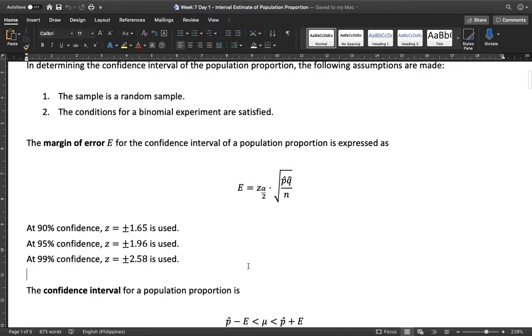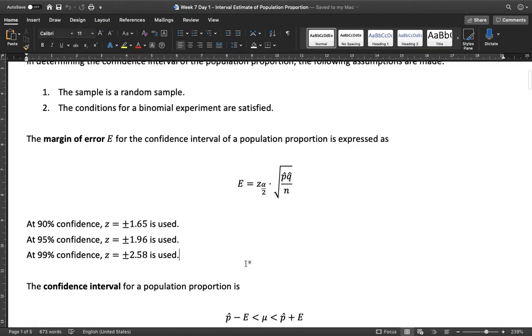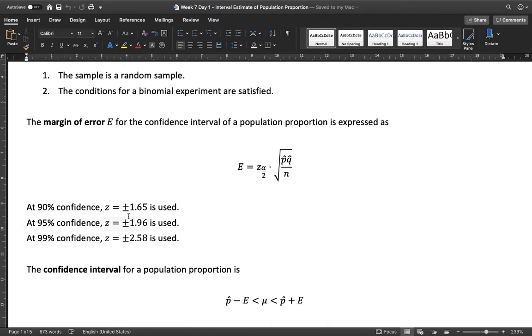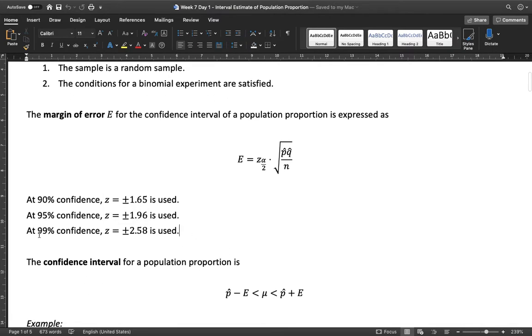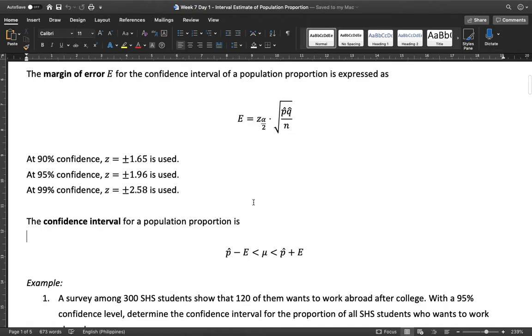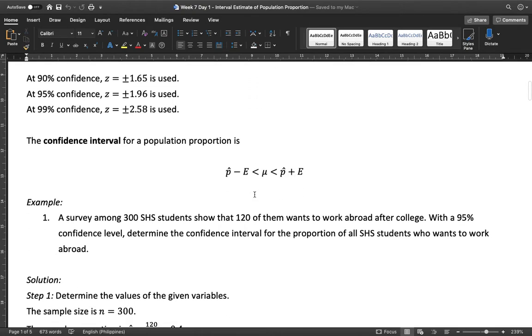And we have these certain confidence levels. We still make use of those z values, the same z values. 90% confidence, z equals 1.65. 95% confidence, z equals 1.96. 99% confidence, z equals 2.58. And the confidence interval, we still make use of p hat minus the margin of error and p hat plus margin of error. Same idea pa rin ng pag-estimate natin, nagkaiba lang kasi proportion na. Okay? So let's have an example for that.